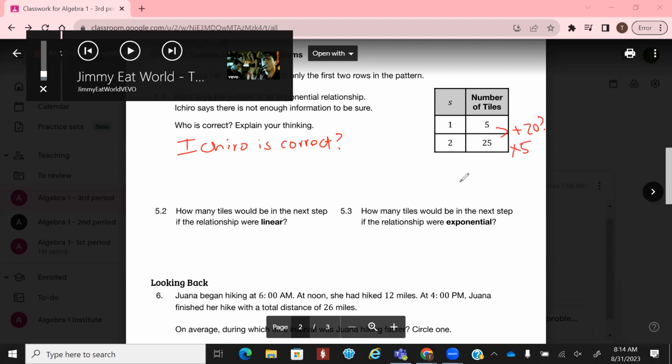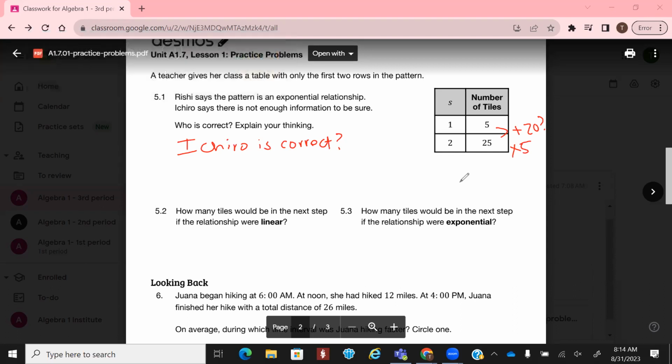So it could be either multiplying by 5 or adding 20. So it could be exponential or it could be linear, right? Good. Okay. How many tiles would be in the next step if it were linear? So if it were linear, how many would there be? 45, right? Because we're adding 20, right? What about exponential? Because 25 times 5 is 125. Because multiplying by 5.